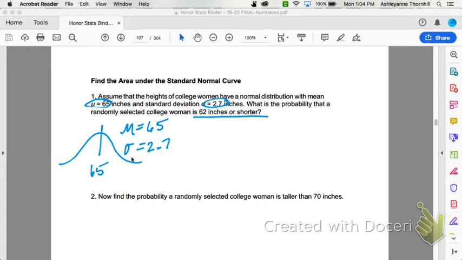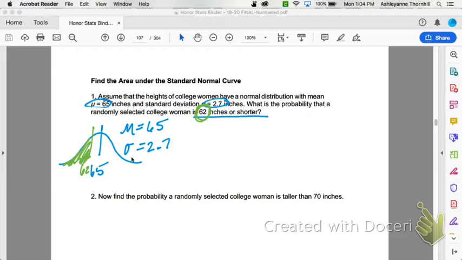So I'm going to show you method 1 first, and then we'll do method 2 together. Method 1 would be finding out what the z-score is for the value that it's asking about. And what value is that? 62. So basically I want to figure out what's the area below 62.